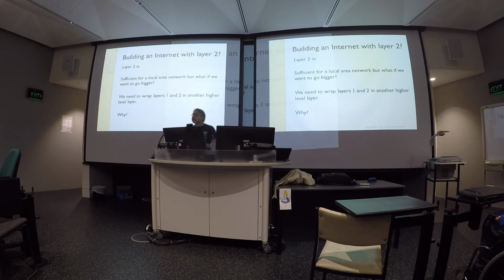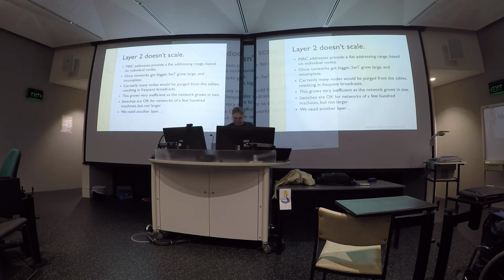Okay, layer 3 connects networks to networks. So all we've talked about at the moment is a local area network. Layer 3 connects independent networks to other independent networks. And that's what the internet is. Now, why isn't layer 2 sufficient? Why can't we just fill the world with enormous switches?